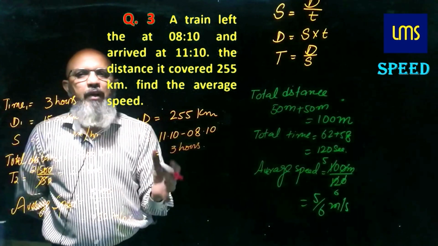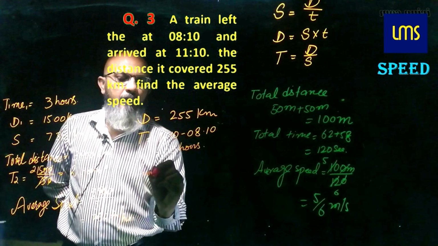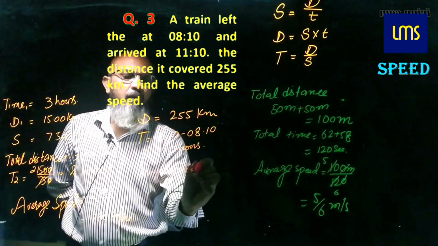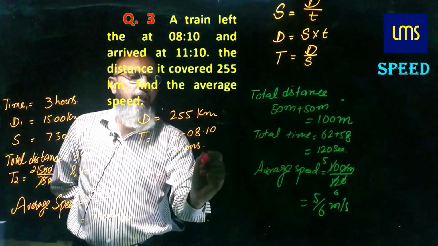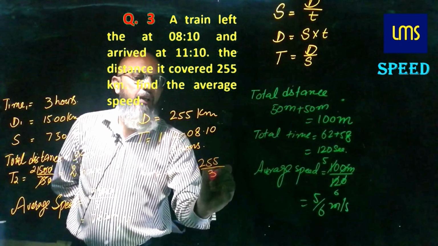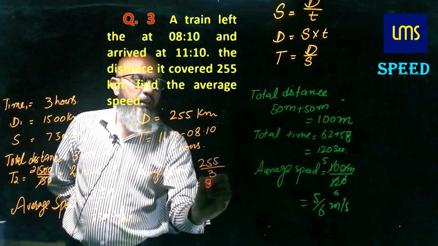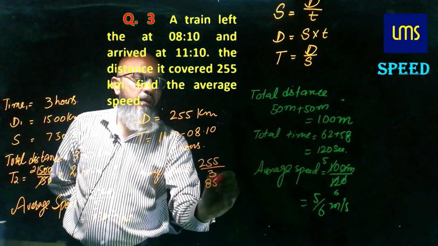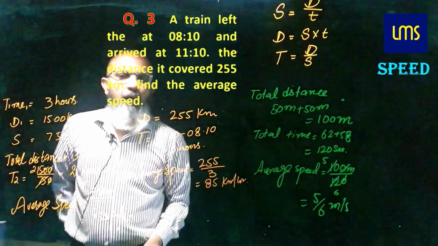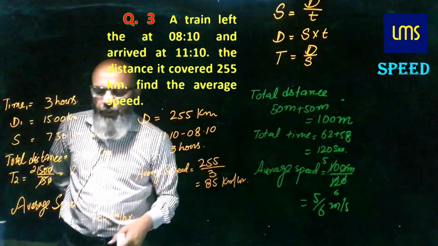Simply you can find your average speed as total distance divided by time, means 250 divided by 3. You can divide it very easily. 8 3s are 24 and 8 5s are 40, so 83 kilometers per hour. So I hope you understand the question. Now come to the next question.